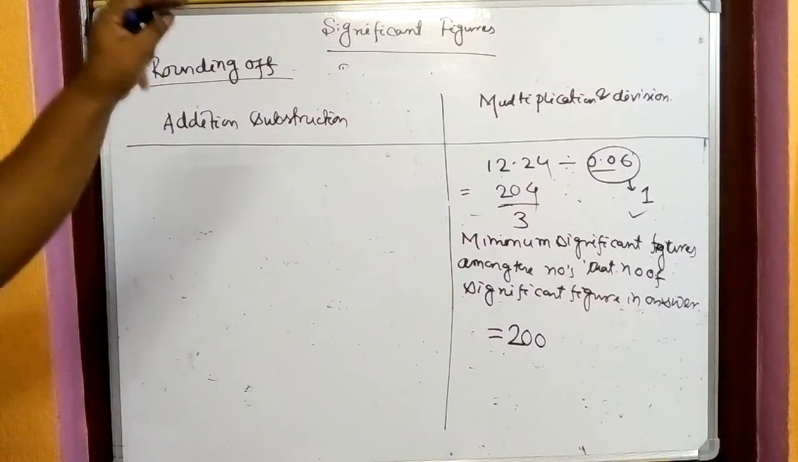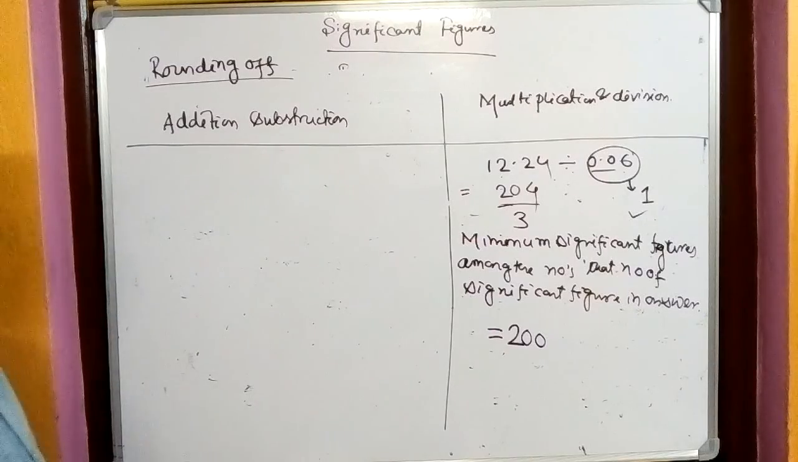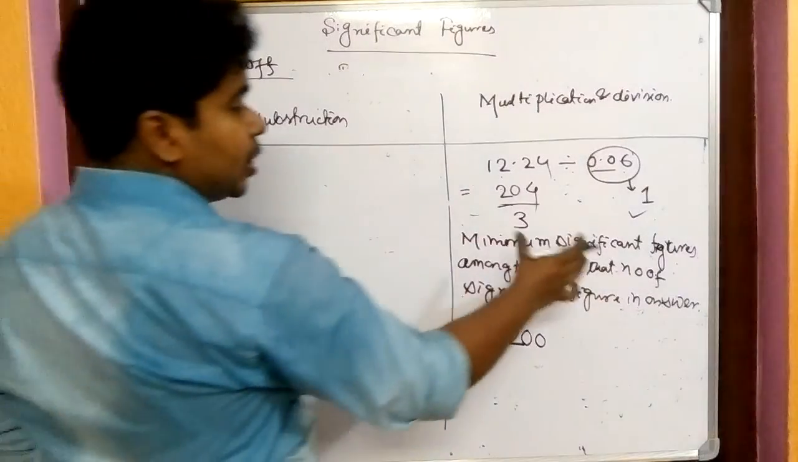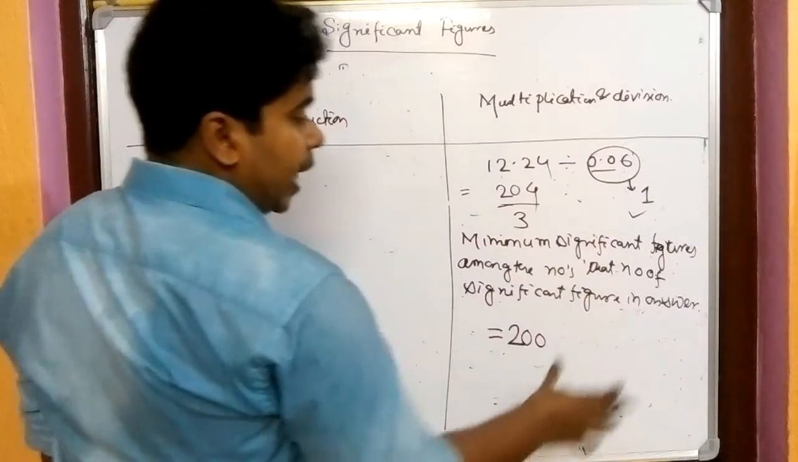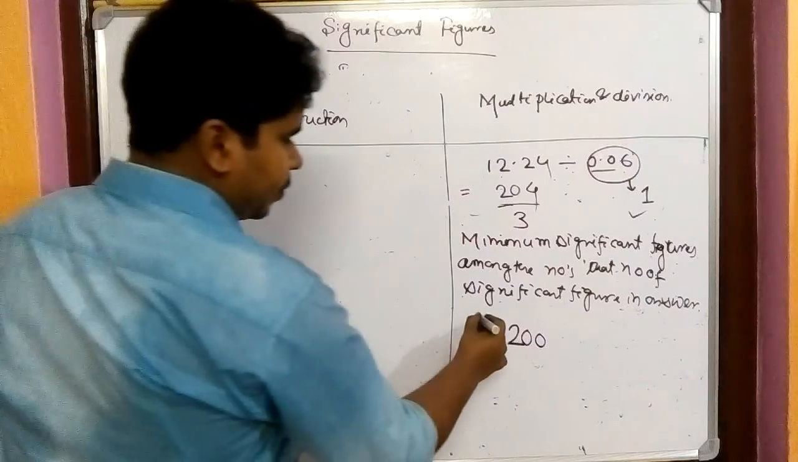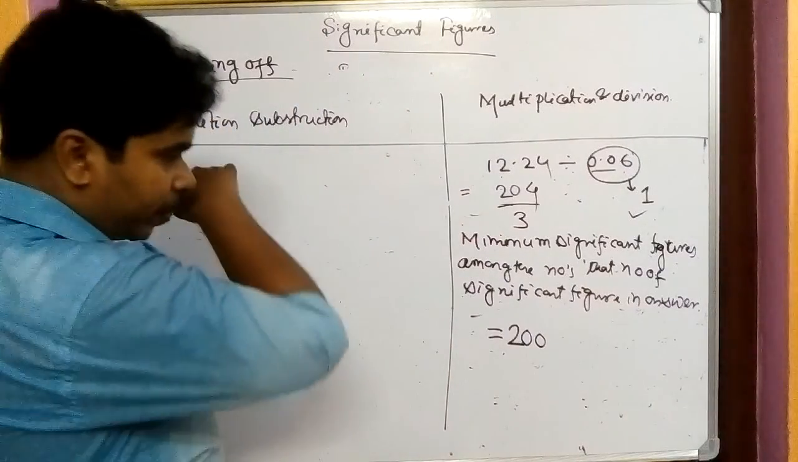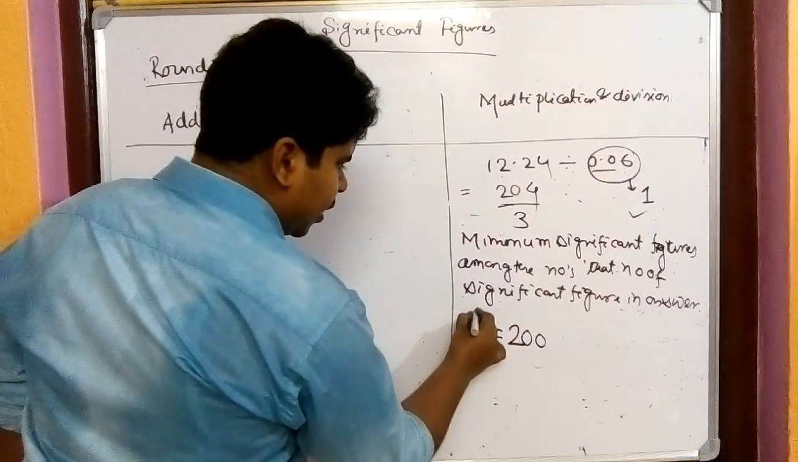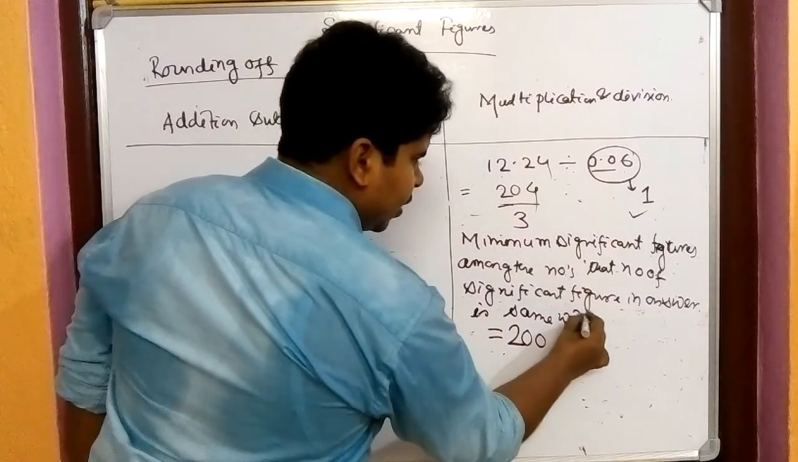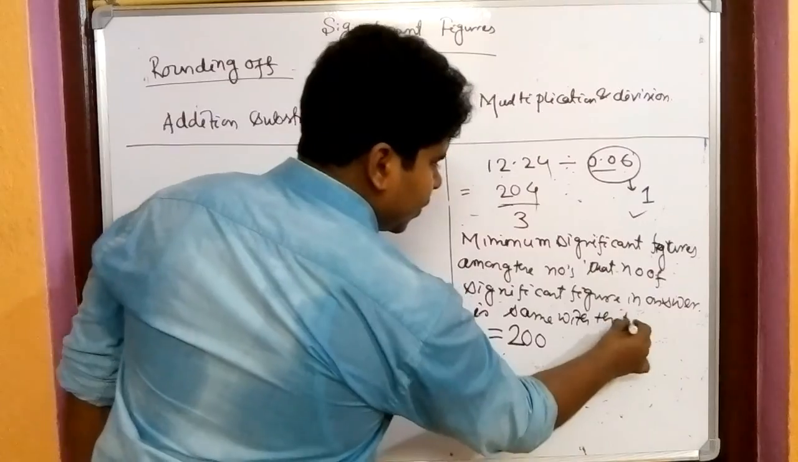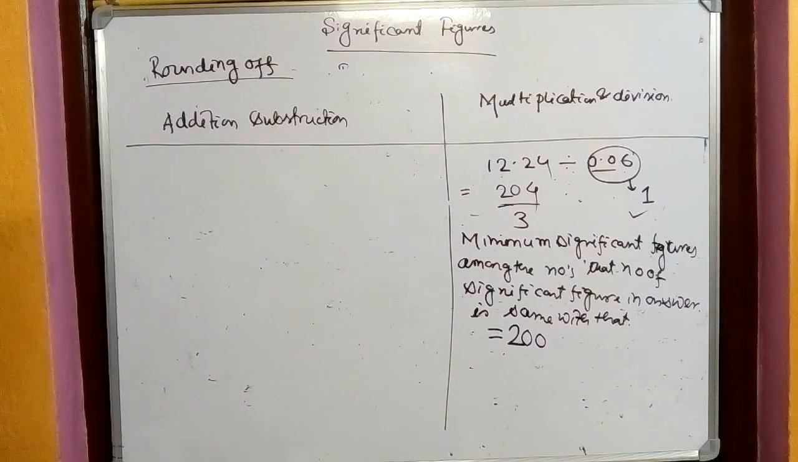I think the law of multiplication is clear. Multiplication and division is clear: whichever number has the minimum significant figures among the numbers, the number of significant figures in the answer is also the same. Okay, I think it is clear enough.